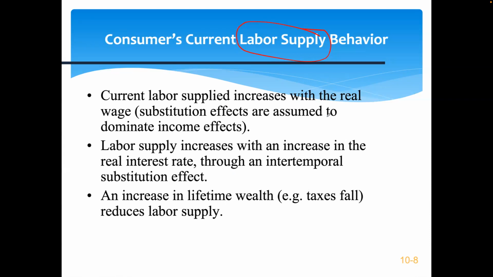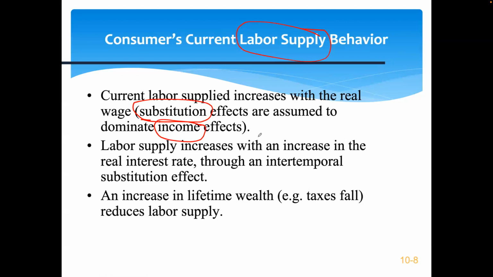Okay. Number one, current labor supply increases with the real wage. Right. So certainly in chapter 4, we discussed that if the real wage increases, there are two effects. One is the substitution effect. The other is the income effect. What is the substitution effect? If the real wage increases, meaning leisure becomes more expensive, then you want to reduce leisure, or you want to work more.